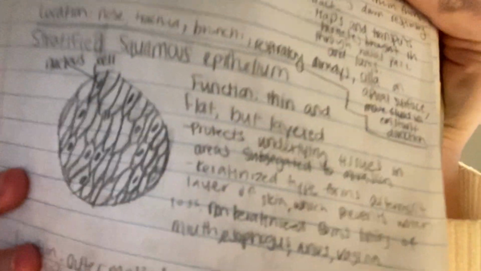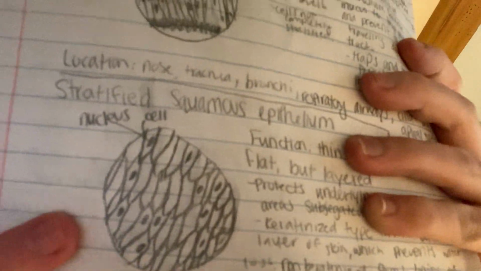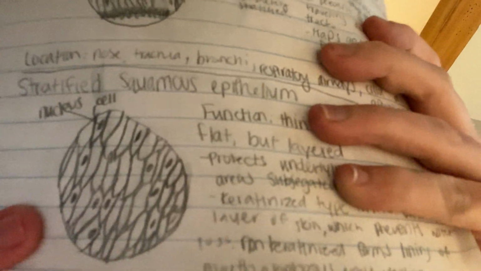And the keratinized type forms the outermost layer of your skin, which prevents water loss, but the non-keratinized part forms the lining of your mouth, your esophagus, your anus, and your vagina. And so the location is the outermost layer of your skin, or the lining of your mouth, esophagus, anus, or vagina. And this is a picture of these cells, and you can see the nuclei inside of these cells.